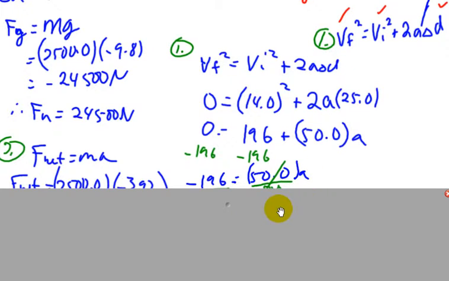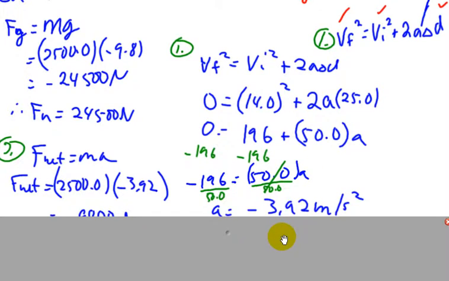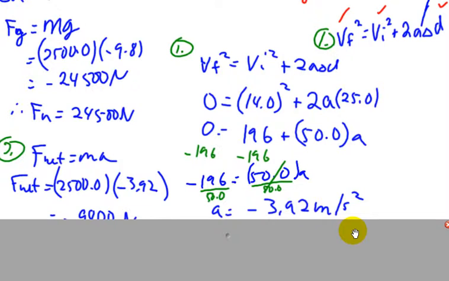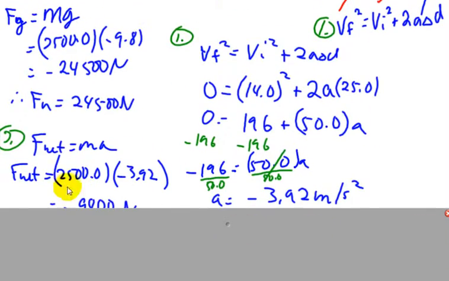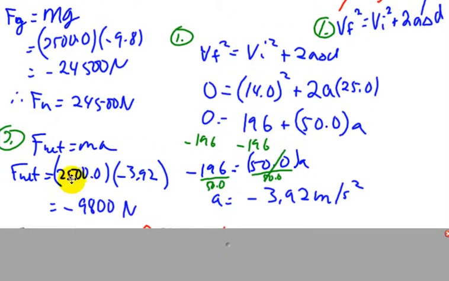So to undo multiply, I divide by 50. And acceleration is negative 3.92 meters per second squared. It makes sense that it's negative because you are slowing down to a stop, going from 14 down to 0. Okay, so far we're over here. We know what A is. To figure out F net, of course, mass times acceleration, negative 9,800 newtons. And I take my mass times that acceleration.